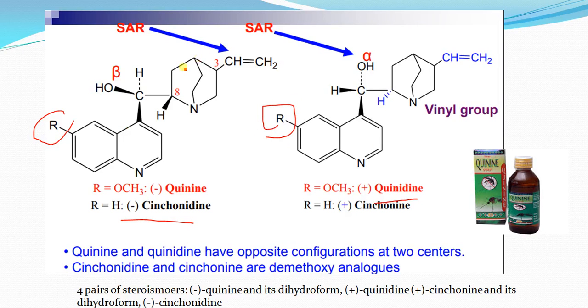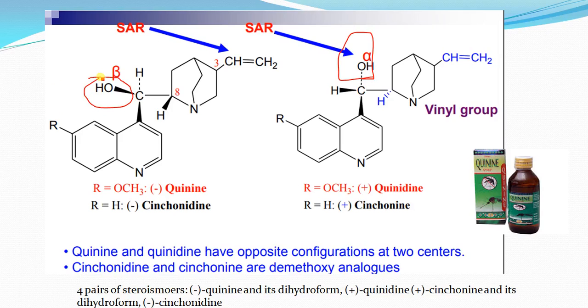In quinine, quinidine and cinchonine, the hydroxy group at the ninth position is on the alpha side, and in the other case it is beta, meaning towards the observer. This one is the dotted line, and this one is the wedge line.